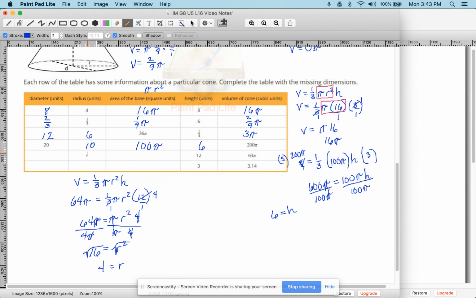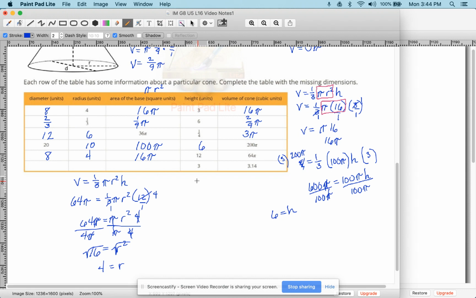So let's fill this in. I've got 4 equals my radius. Twice that is going to be my diameter, so that's going to be 8. The area of my base is pi times my radius squared. Well, radius squared is 16, so my base is 16 pi.